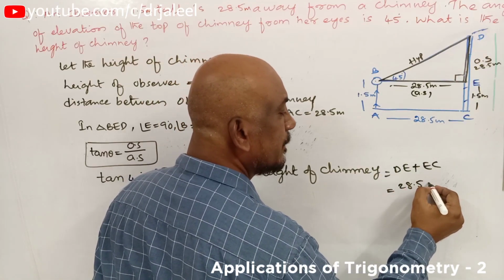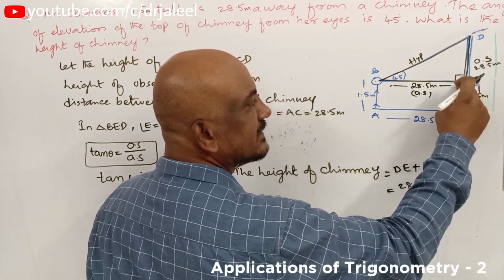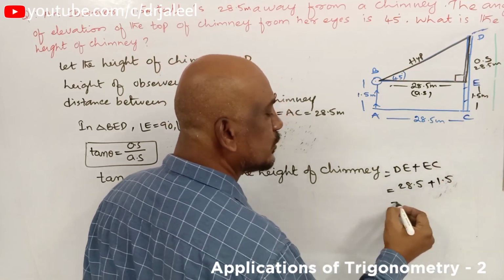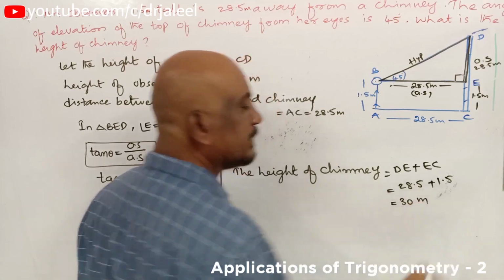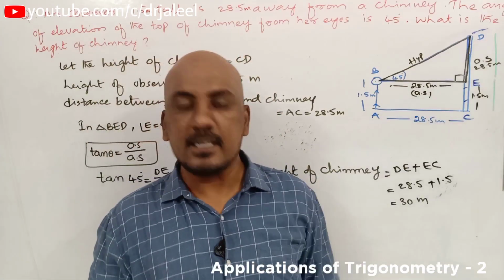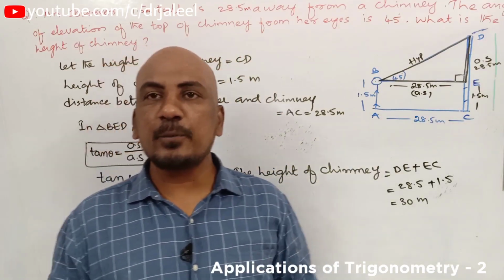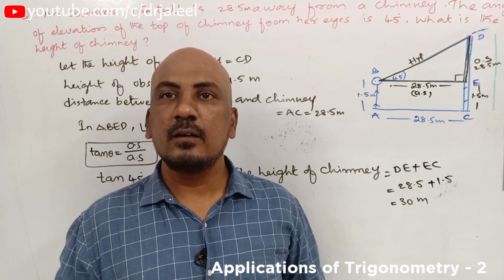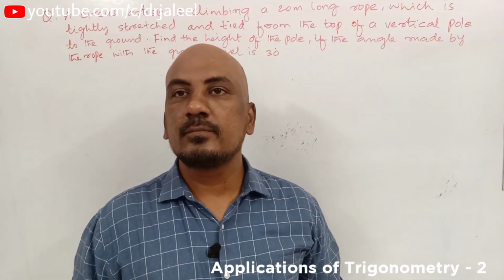28.5 meters plus EC, this one, 1.5 meters. So totally how much it is? 30 meters. So the height of the chimney is 30 meters. I hope you have understood this problem, children. We'll go for the next problem now.